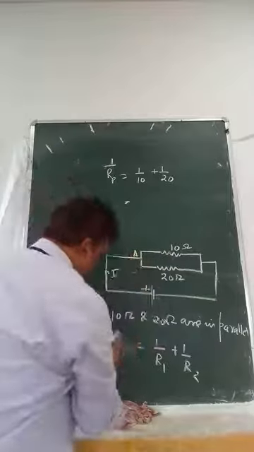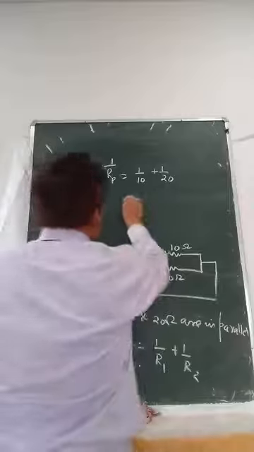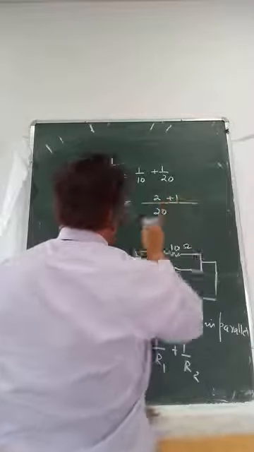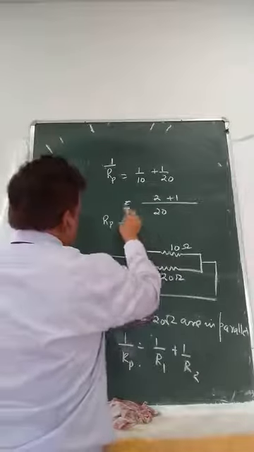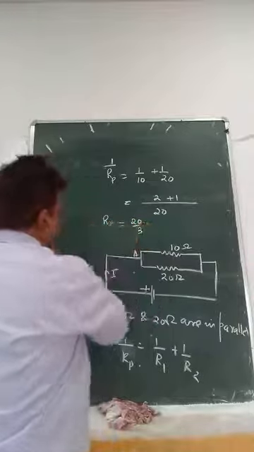1 by R formula. 20 LCM, 2 plus 1. So resistance parallel equals, it will be inverted, 20 by 3. This is the only resistor you have.